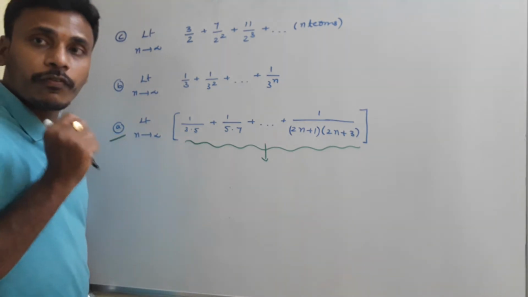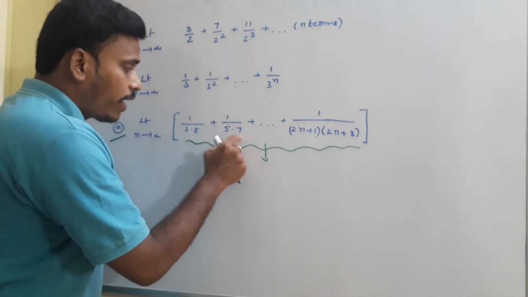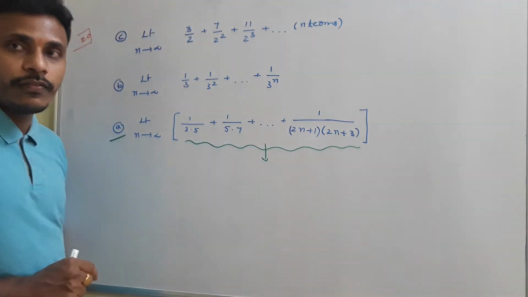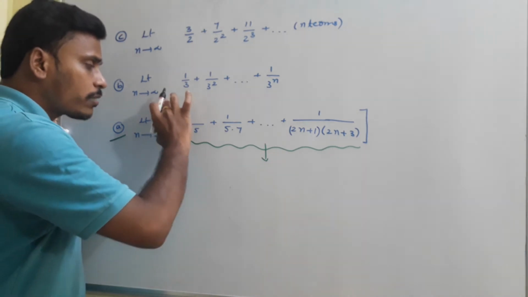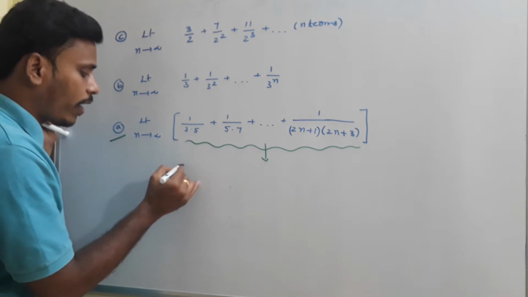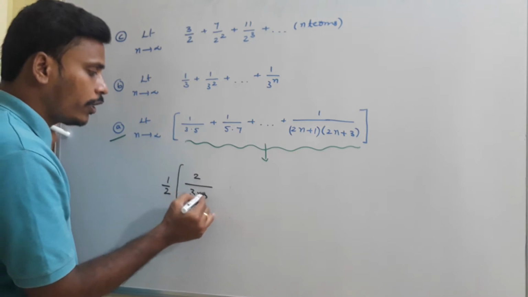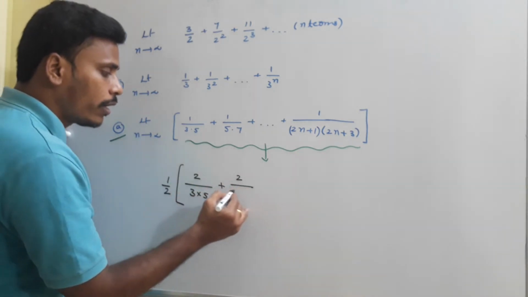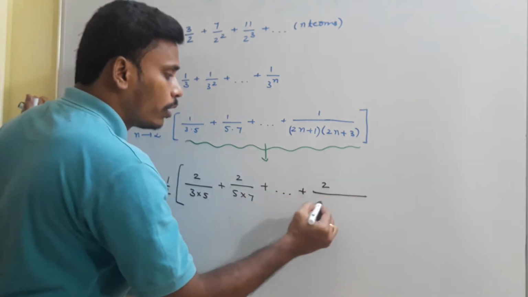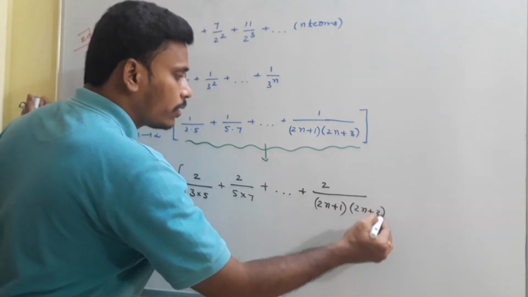For simplification, just observe 3 and 5, 2 is the difference. 5 and 7, 2 is the difference. And this number and the next number, 2 is the difference. So how can we simplify? Just concentrate on this summation. Multiply everything by 2 and divide by 2. So 1 by 2 of 2 divided by 3 into 5 plus 2 divided by 5 into 7 plus and so on plus 2 divided by 2n plus 1 into 2n plus 3.